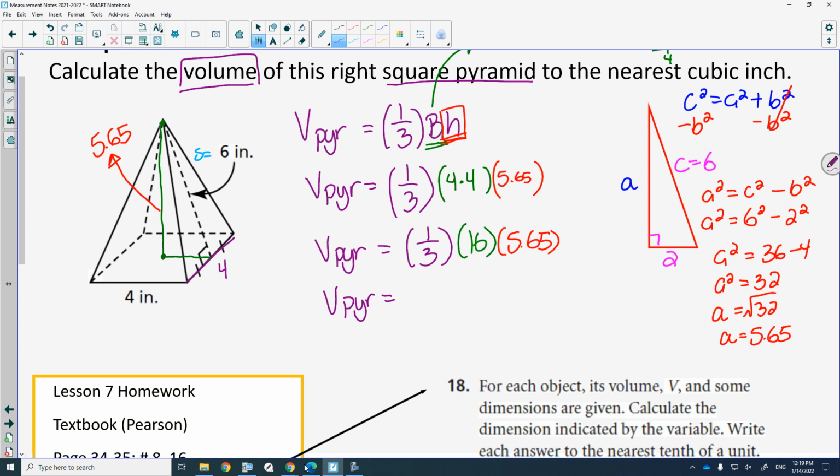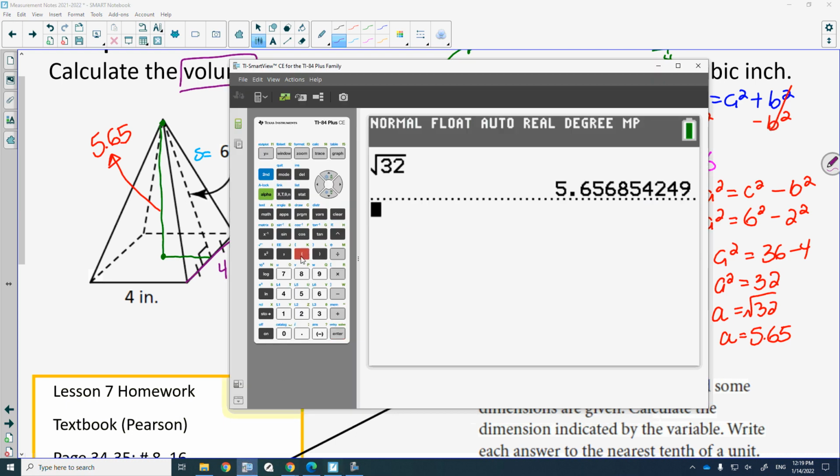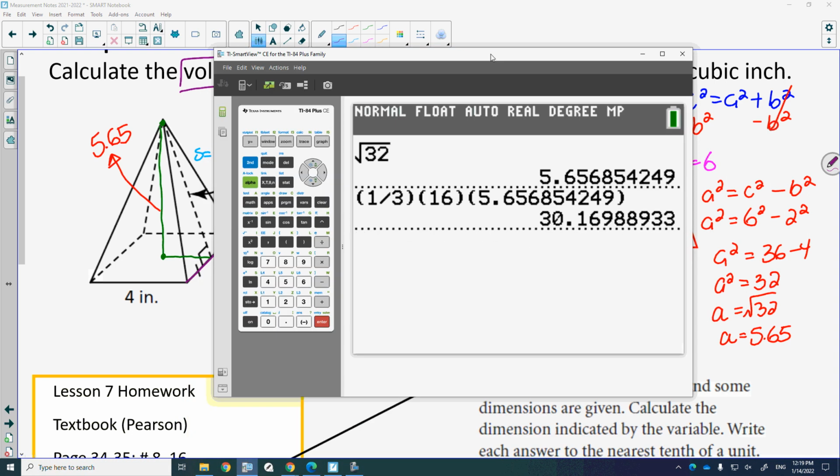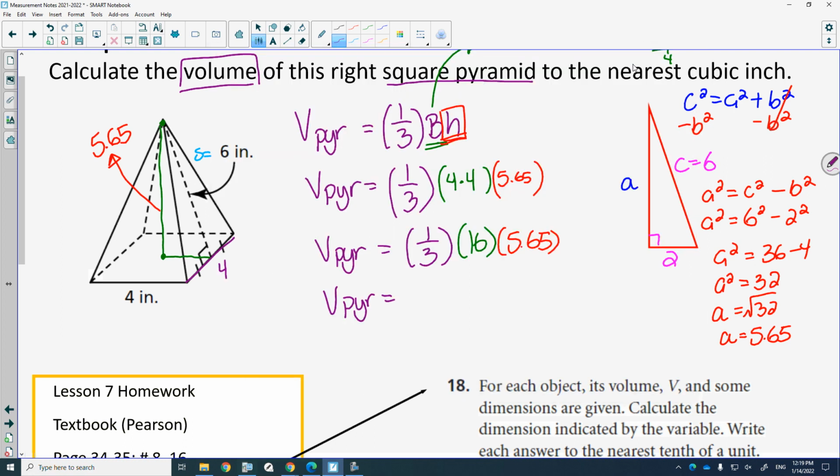The volume of this pyramid, so 1/3. And then here you could put 4 by 4, or you could just do 16 multiplied by the height of the pyramid. We get that, and then we're able to round to the nearest cubic inch, so it would be 30 inches cubed. So volume of pyramid is equal to 30 inches cubed.